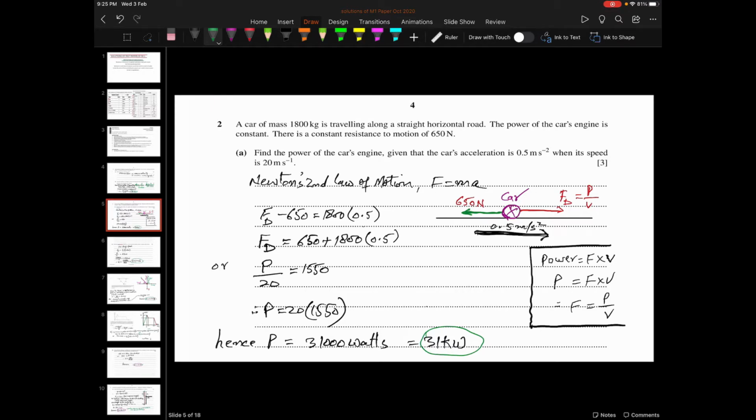But F is equal to power upon velocity. It's a formula. So in place of Fd we can write P upon 20 is equal to 1550. And P is equal to 20 multiplied by 1550. Hence, the power of the engine is 31,000 watts or 31 kilowatts.